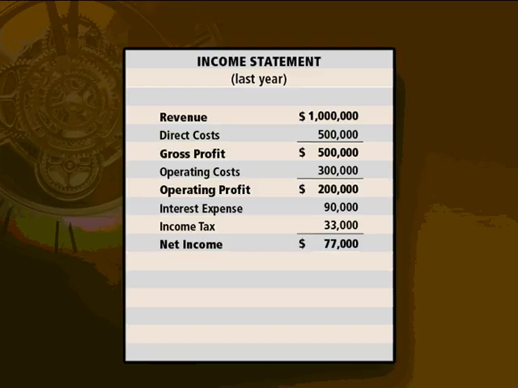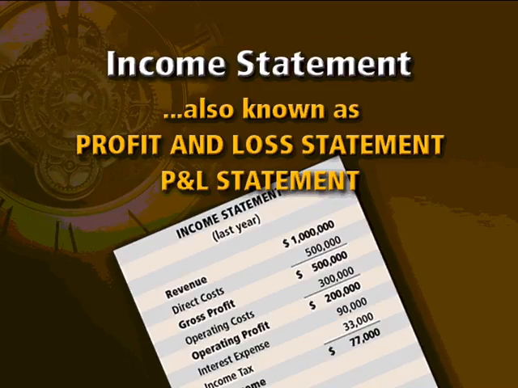Starting with the income statement. The income statement is commonly called the P&L, or profit and loss statement. It shows how much money you make, how much money you spend, and what's left over, your profit and loss, and it always governs a period of time.